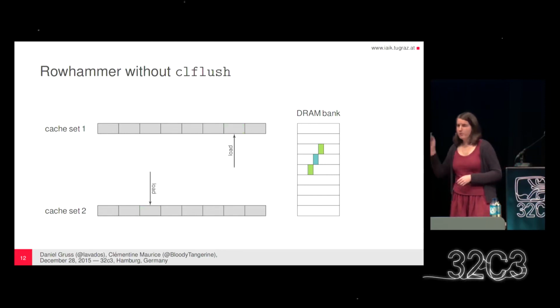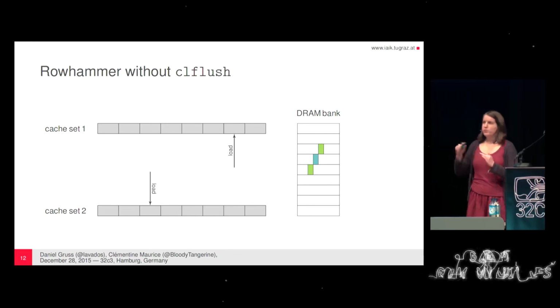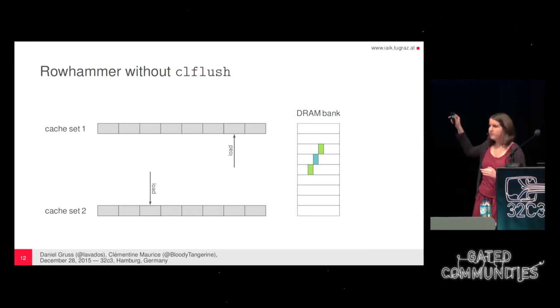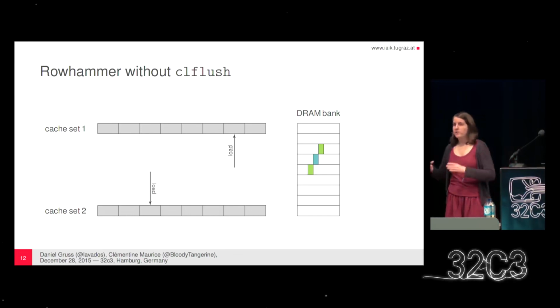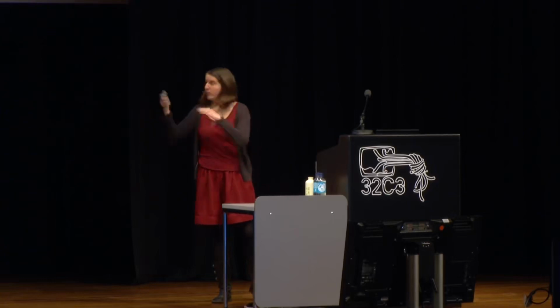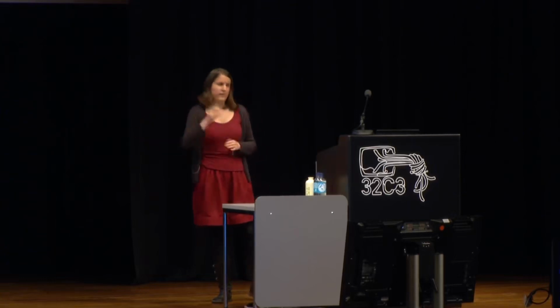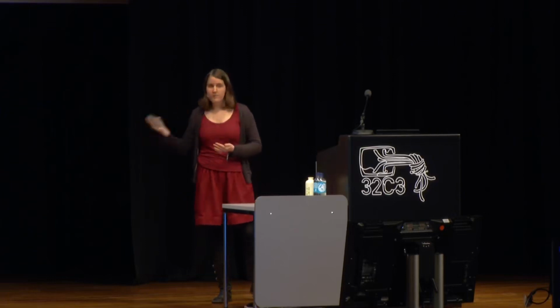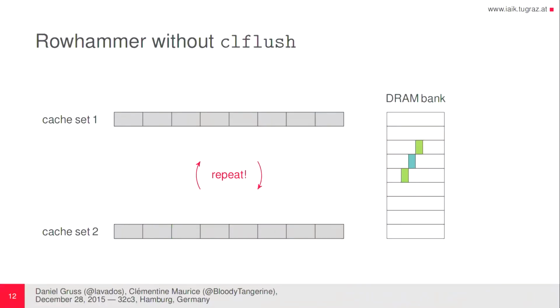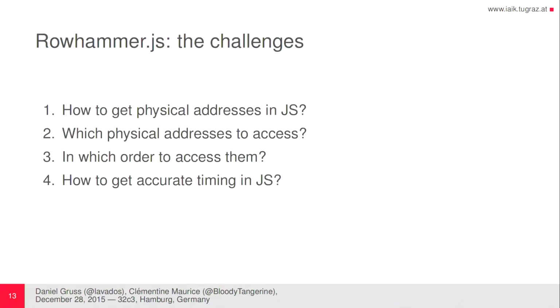Now, something that is important here is that while we can choose in which cache set the accesses go, we cannot choose where in the cache set the accesses go. It depends on the replacement policies. So we just wait until we have evicted our lines. Then the next access will be served from the DRAM, which is exactly what we wanted. Then we have to do that over and over again until we have our bit flip without this CLFlush instruction.